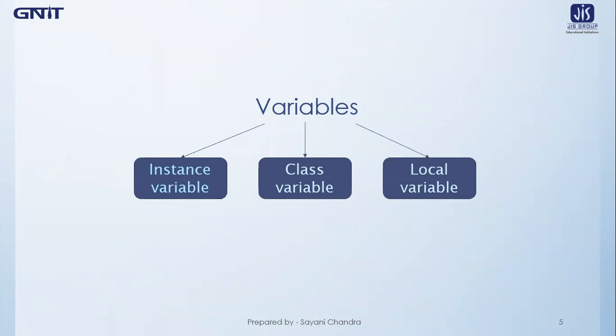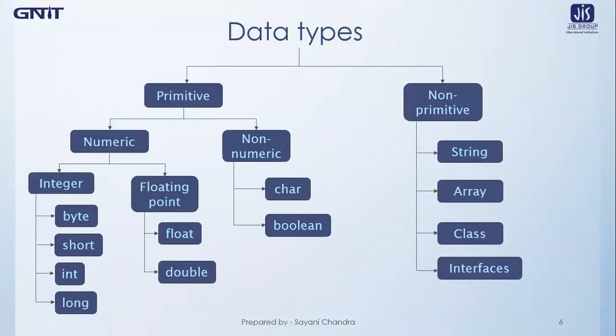Now, in order to declare a variable, we need data types. So let's learn about data types. So these are the data types that are available in Java.